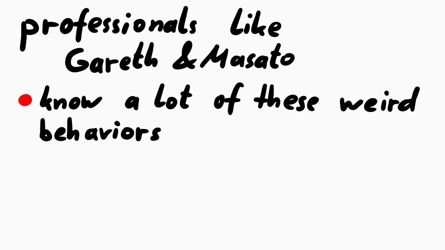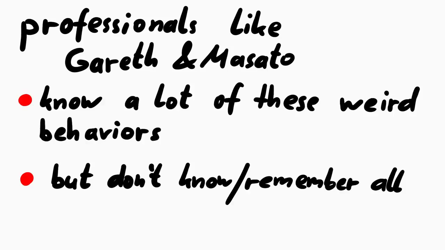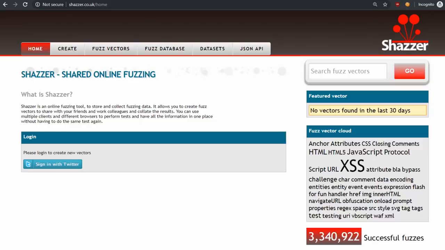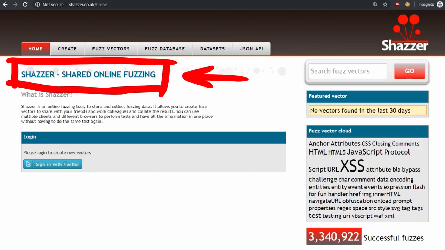And people like Masato and Gareth know a lot of these weird cases. But of course they don't know or remember all, but they know exactly what to fuzz and how to fuzz in a case they look for something in particular. Actually, Gareth had developed several years ago a whole distributed fuzzing platform for exactly this kind of research called Shazzer. The idea is that anybody can help fuzzing with different browsers and versions.